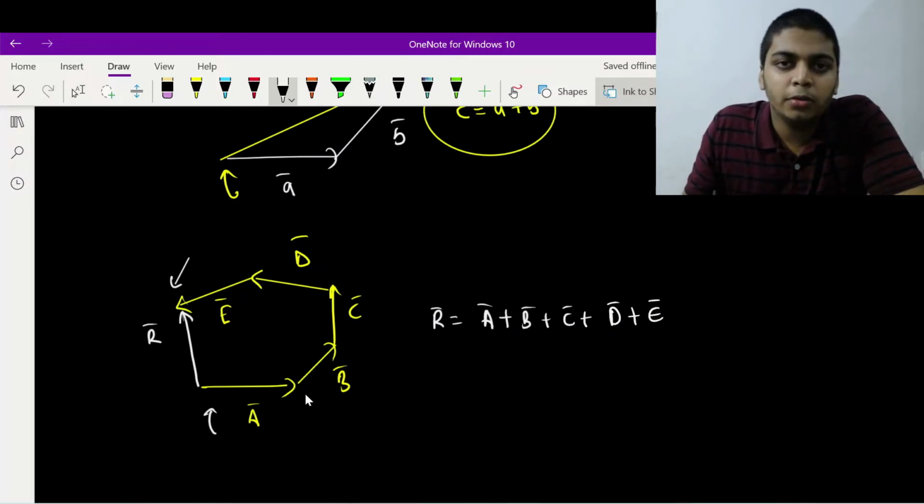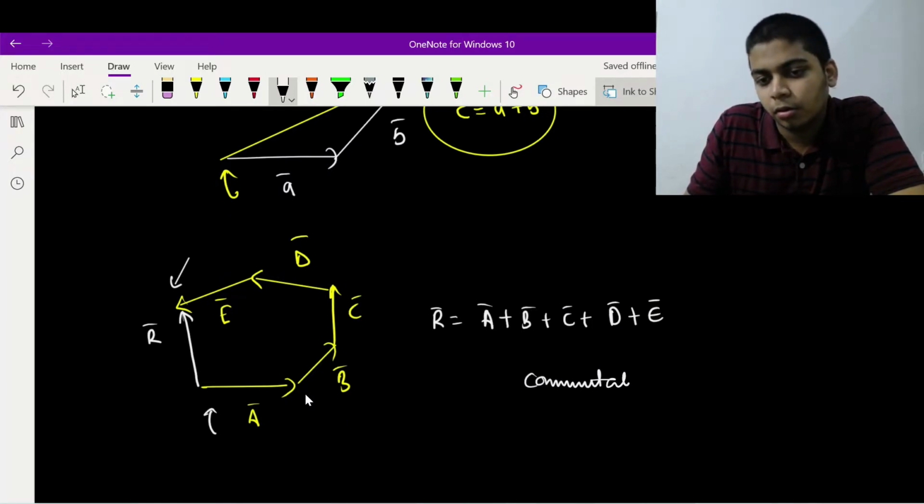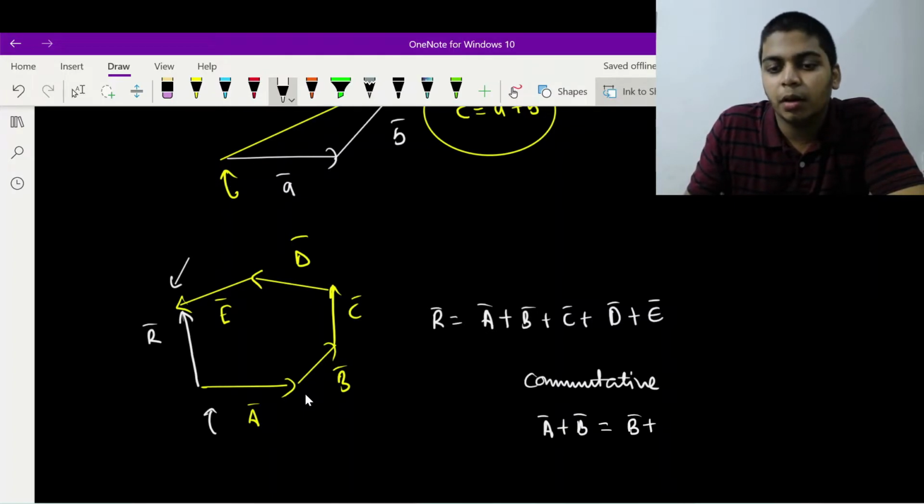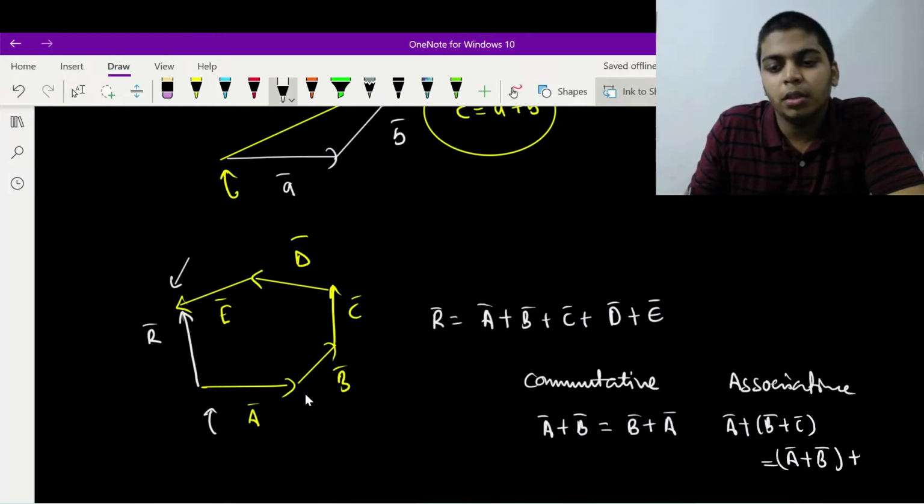Okay, and let me also remind you of some properties which vector addition follows. The first is the commutative property: the law of vector addition follows this property, and this property is nothing but A bar plus B bar is the same as B bar plus A bar. And it also obeys another property, the associative property, and this means A bar plus B bar plus C bar is equal to A bar plus B bar plus C bar, however you group them. So the law of vector addition follows these two properties.